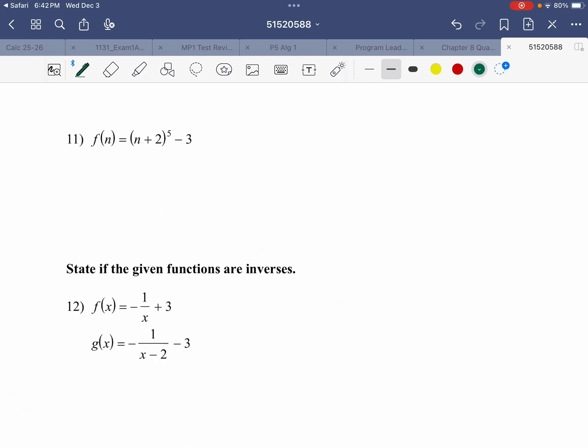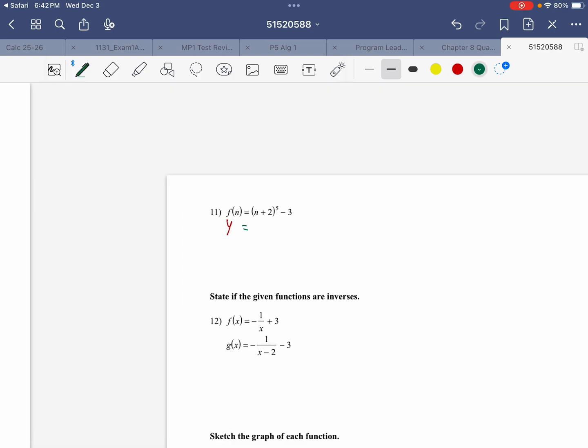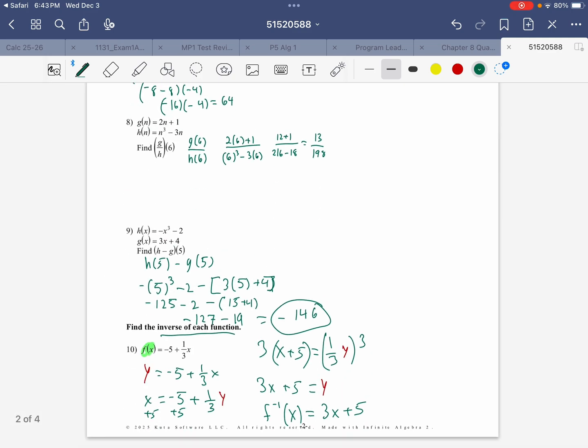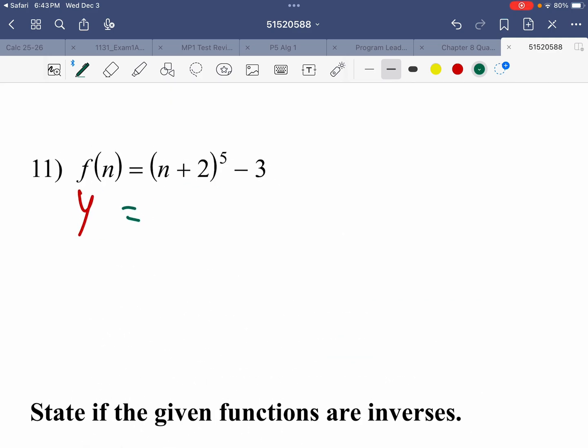For number 11, it's going to be the same thing. The first step is writing this in terms of y equals, I think that last one was in terms of x. Yeah, this one has n. I wouldn't take points off if you guys accidentally did the work in terms of x, but I'll try to keep it in terms of n for right now. n plus 2 to the 5th minus 3.